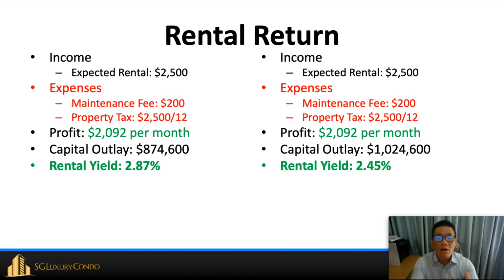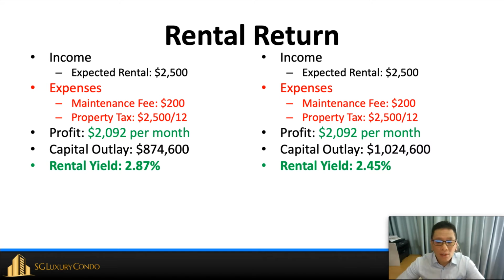Next, we calculate your profit. How we calculate your profit per month is you take your income minus your expenses, and that will give you your profit. Next will be your capital outlay, or how much money you actually put down. Your profit divided by capital outlay, you can find out what your rental yield is. So in this example, I calculated upon TOP, that was the initial amount that you need.